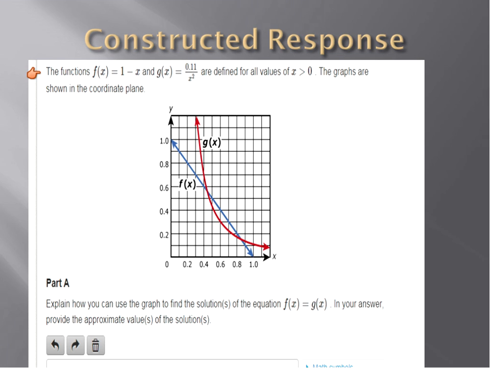This is a sample item. The functions f of x equals 1 minus x and g of x equals 0.11 over x squared are defined for all values of x greater than 0. The graphs are shown in the coordinate plane. So f of x is represented by the blue line. So this equation here is represented on the coordinate plane as this blue line. G of x is represented in the coordinate plane as this red curve.